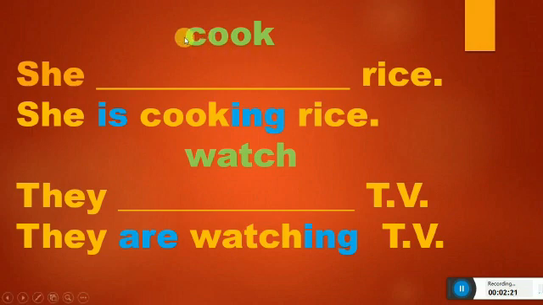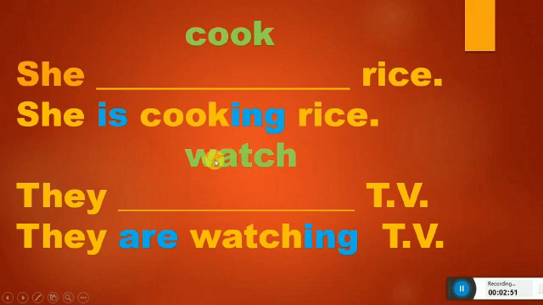Look at this verb, cook. We will use a helping verb and ing to make a sentence with this verb. She is cooking rice. We have used is because she is a single person and we have added ing to this verb cook. The sentence is now she is cooking rice.